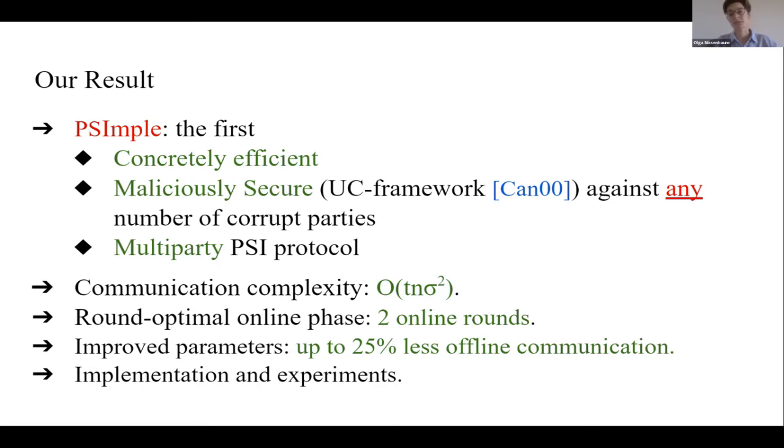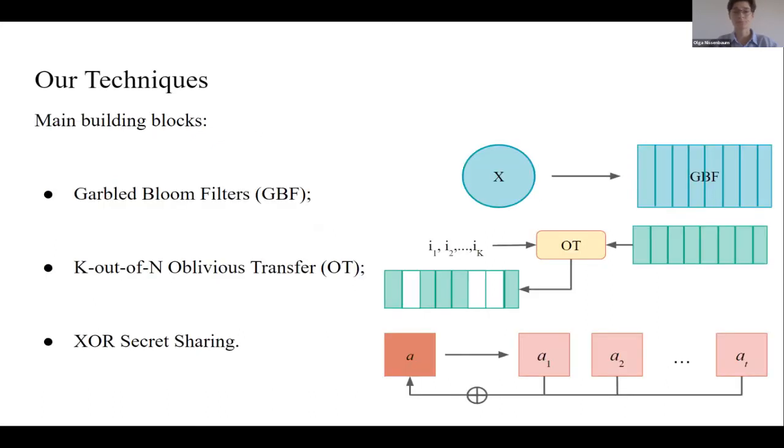We also revisit the parameter analysis of previous works on efficient PSI based on similar building blocks, which results in up to 25% more efficient offline phase. We implemented our protocol and ran experiments with up to 32 parties and 2^20 inputs. And it is competitive even with the previously known semi-honest PSI protocols.